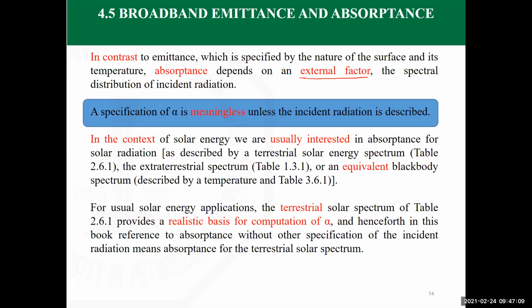However, just for simplification, in this course, we are interested in solar energy. So if we talk about the value of alpha, we mean alpha absorbed out of the solar energy. So when we refer to the calculations of alpha, we are going to refer to either a black body or the terrestrial solar spectrum falling onto the surface. And this terrestrial solar spectrum is given in tables. In chapter 2, we have table 2.6.1, and this table provides us with a realistic basis where you can calculate the value of alpha.